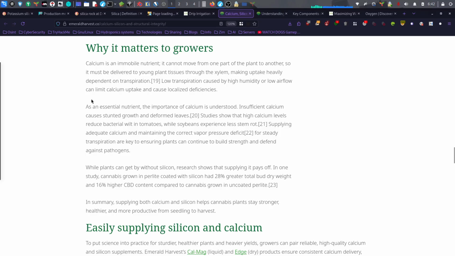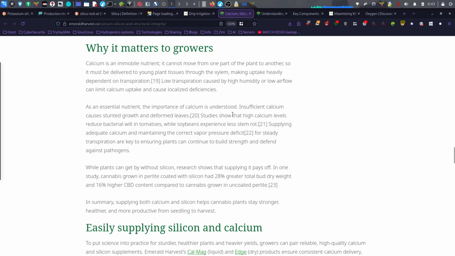Okay. As an essential nutrient, the importance of calcium is understood. Insufficient calcium causes stunted growth and deformed leaves. If we have high humidity or low airflow, this can deform our leaves. Not all plants, but I can remember this.